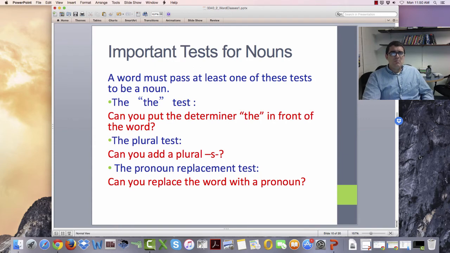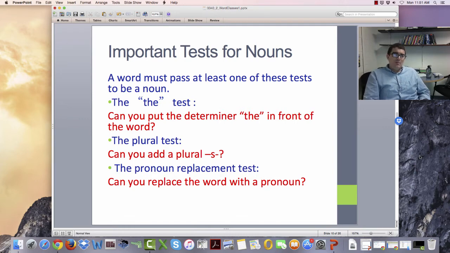So some important tests for nouns. First we have the test. If you can put a the in front of the word, then it's got to be a noun, right? So the banana, the phone, the window. So there's the test: put the in front of the word. We have the plural test. Again, books, computers, cars, trucks, pizzas, all of those we can make plural. We don't make other words plural. We don't make adjectives plural, right? The fast car, we don't say fasts to show plurality.